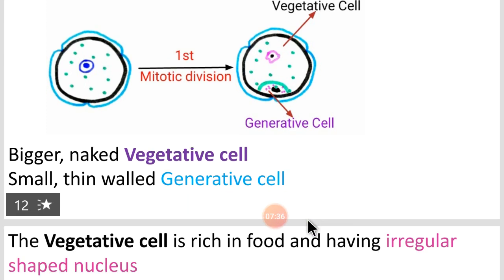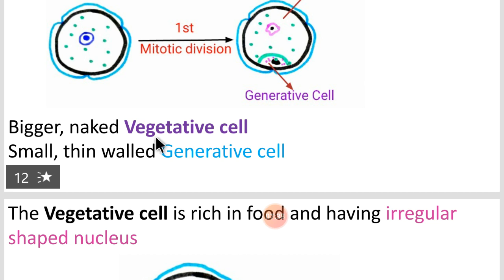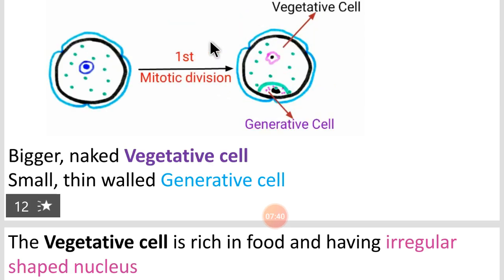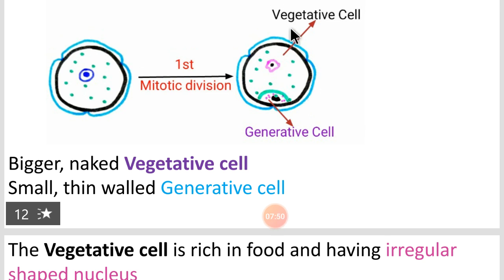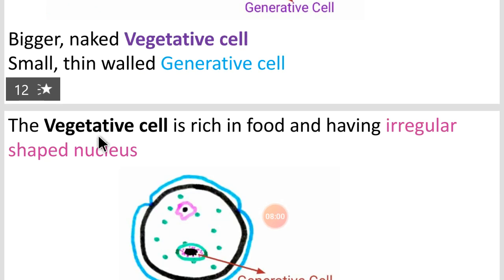Simply students, I hope you are getting it. The vegetative cell is bigger in size and naked, and the generative cell is small and thin walled. These are some special characteristics of the vegetative cell and the generative cell, which are formed from the pollen grain as a result of the first division.